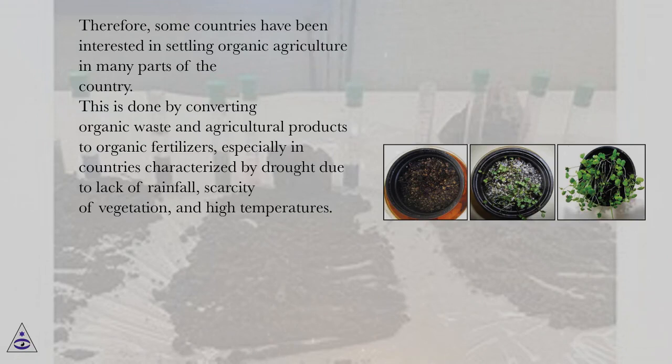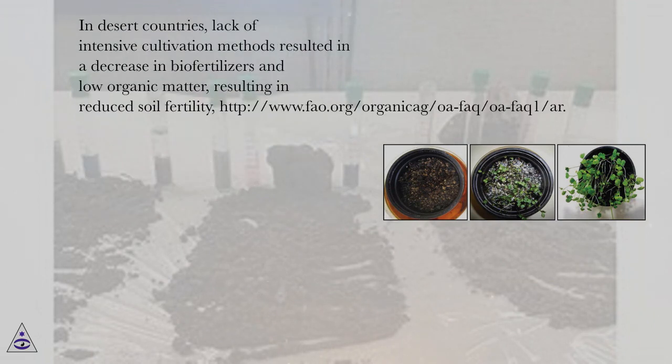Therefore, some countries have been interested in settling organic agriculture in many parts of the country. This is done by converting organic waste and agricultural products to organic fertilizers, especially in countries characterized by drought due to lack of rainfall, scarcity of vegetation, and high temperatures. In desert countries, lack of intensive cultivation methods resulted in a decrease in biofertilizers and low organic matter, resulting in reduced soil fertility.